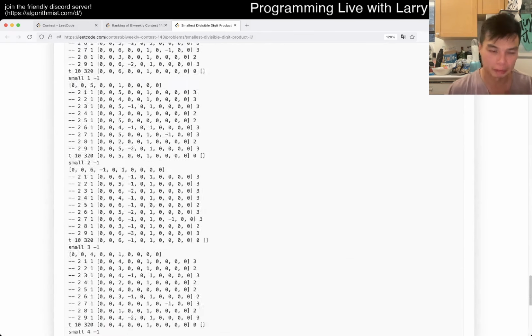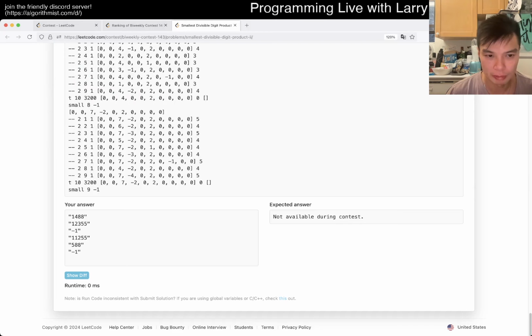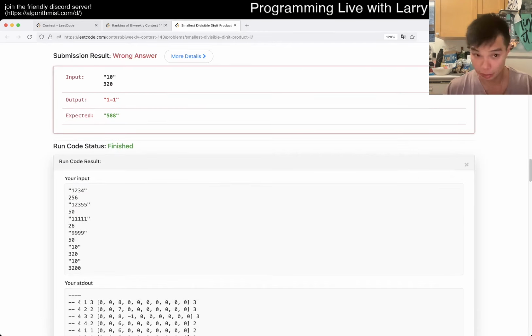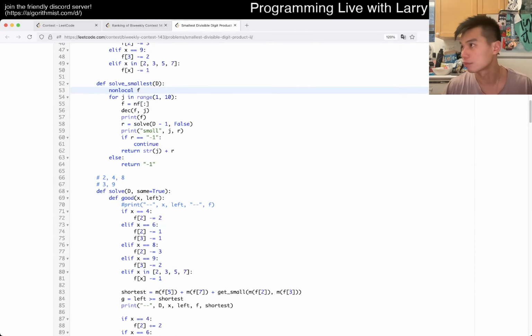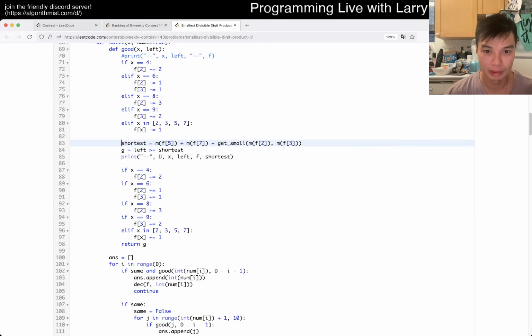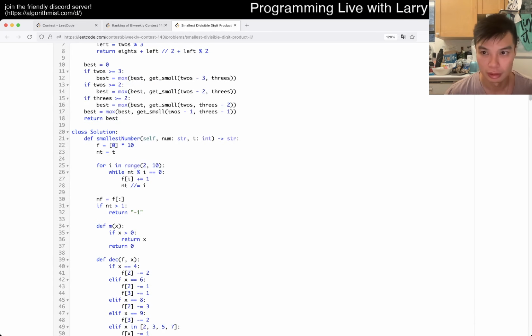Okay. But that's still not good enough, I think. Because you could do something like that, and then it returns negative 1, even though there's clearly an answer. It's just a very big answer. Okay, that means that we can do the shortest. Okay, I see. Maybe we still got this. Yeah, okay.